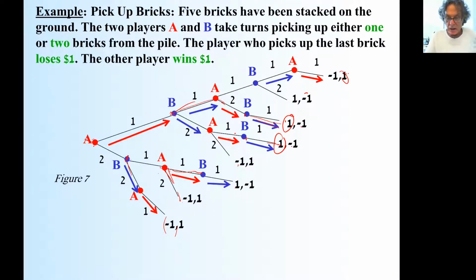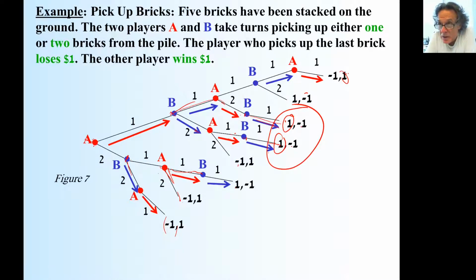So, what is the outcome of the game? A wins and B loses. But there are two ways to win. I mean, in both cases, he wins. So, first of all, in the first move, A takes one brick. Now, if B takes two, A takes one, and B has no choice but to take the last one. If B takes one, A takes two, and B has no choice but to take the last one. That's it.